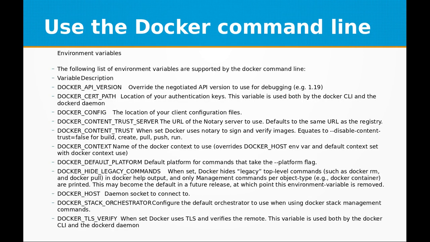Okay, let's look at the environment variables. The following list of environment variables are supported by the Docker command line. The first one is the variable description. We have Docker API version, Docker certification path, Docker config, Docker content trust server, Docker context, Docker default platform, Docker hide legacy commands, Docker host, Docker stack orchestrator, Docker TLS verify.